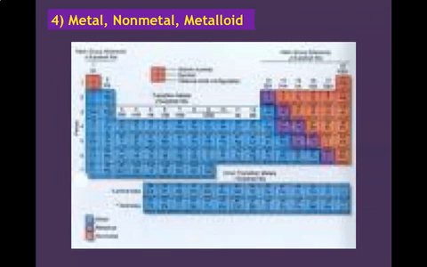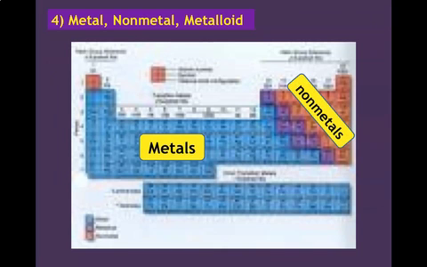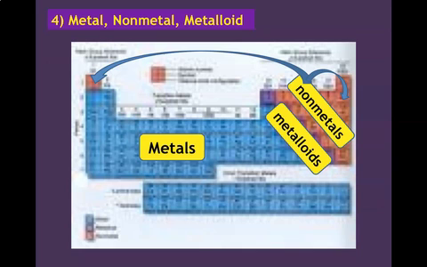Okay, so the metals, nonmetals, and the metalloids. I know this is kind of hard to read, but over here you can see the colors. The metals are to the left of the zigzag line, except for hydrogen. The nonmetals are to the right of the zigzag line, and hydrogen, and the metalloids are on the zigzag line.